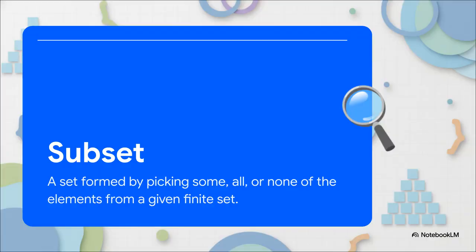So let's make absolutely sure we're all starting on the same page. What actually is a subset? Well, it's simply a set formed by picking some, all, or even none of the elements from a given finite set. Think of it kind of like a family living in a house. If the main set is the whole family, a subset could be just the parents, or just the kids. It could even be the whole family standing together, or, and this is a super important trick to remember, an empty room with nobody inside at all.